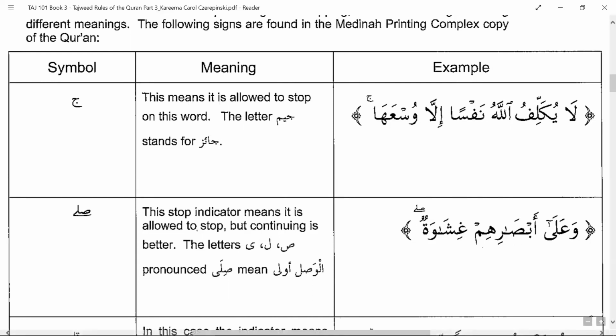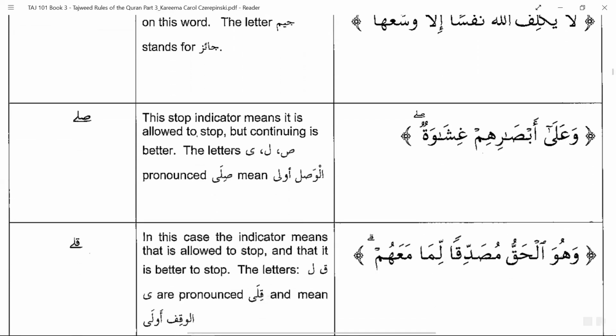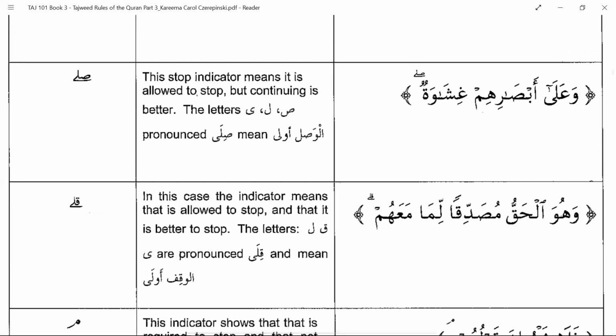لا يكلف الله نفسا إلا وسعها. This is the ayah. Here there is a stop sign, so you are allowed to stop over here. You can make a stop in case the ayah is too long or you don't have enough breath. At the stop sign, you can always make a stop, and then continue from the next one. You don't need to go back and repeat.